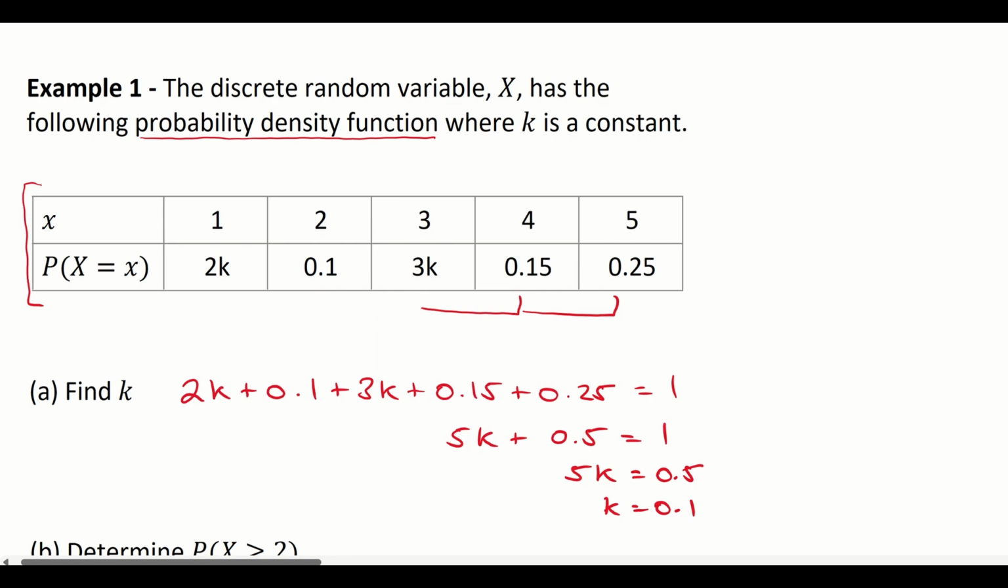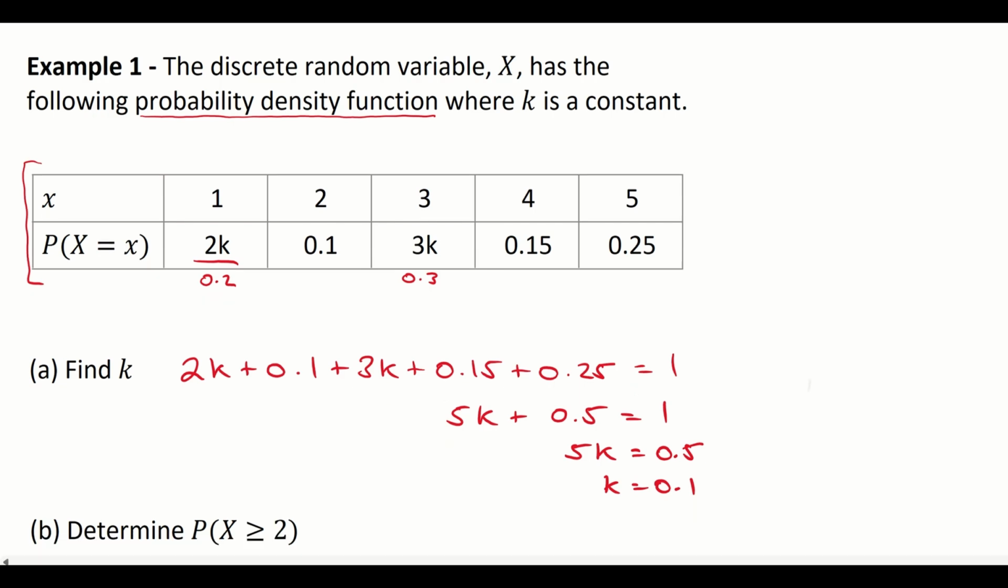So what does that mean? Well, if I erase just this bit here, that means that instead of a 2k, I can write 0.2, and I've got my 0.1, here I'd have 0.3. Okay, so all of those, they would add to 1, which we've just seen. So we found what k is.